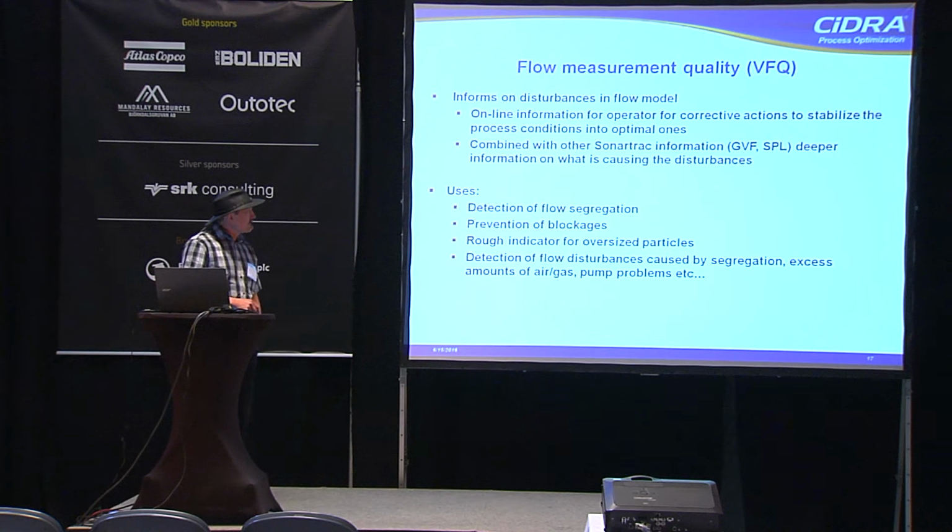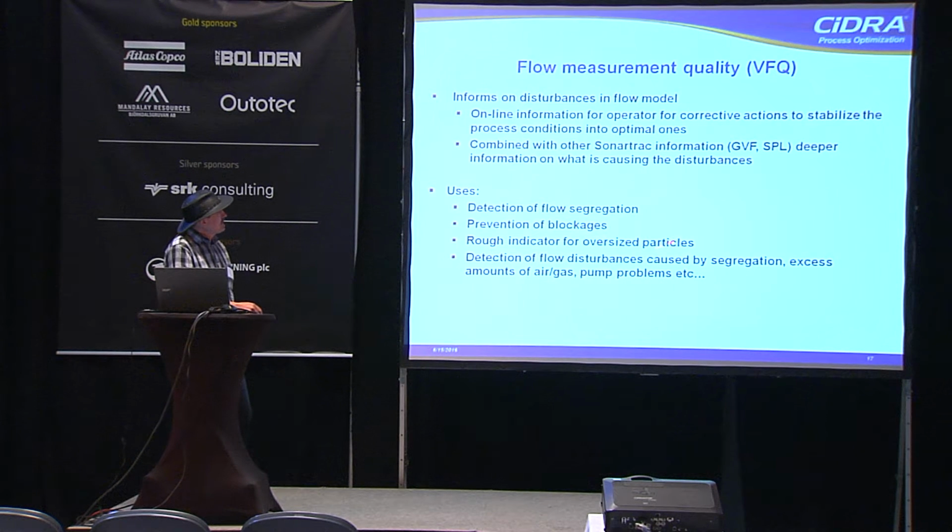Combined with the other Sonartrac information, you can define whether it is caused by flow segregation, and then you can prevent the blockages in the lines. According to one study, about 1% of production time can be lost due to line blockages. So it's a significant factor affecting the total process time.